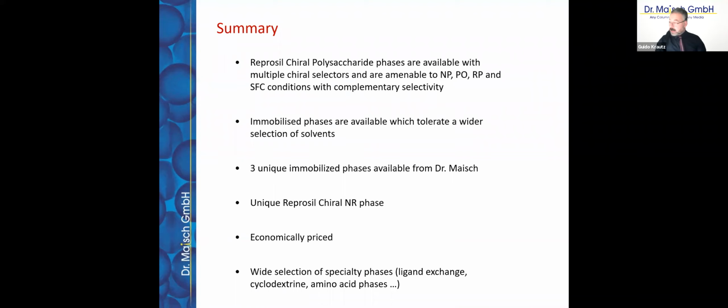So with that, I would like to summarize. I've shown you that different polysaccharide phases are available with multiple chiral selectors, which are amenable to normal phase, polar organic, reverse phase, and SFC conditions, and which show complementary selectivity. I've also shown you that we have immobilized phases, which tolerate a wider range of solvents. Among them are unique immobilized phases, which were first introduced to the market by Dr. Maisch, plus one unique brush type phase, which is the ReproSil Chiral NR.